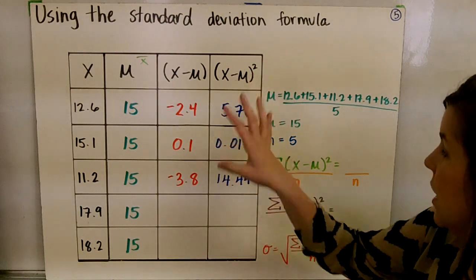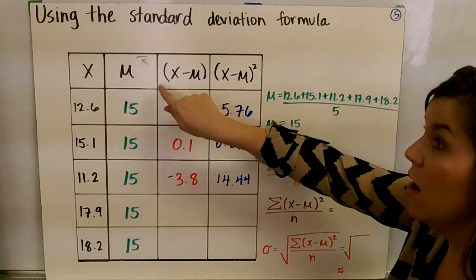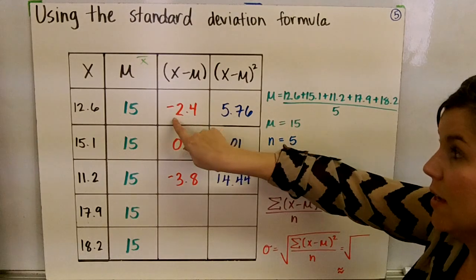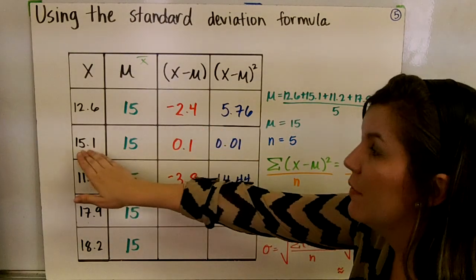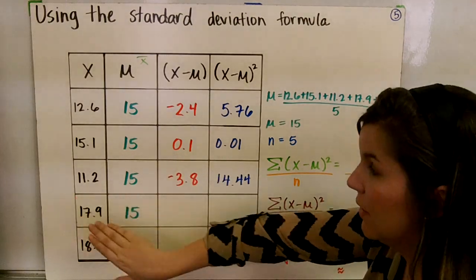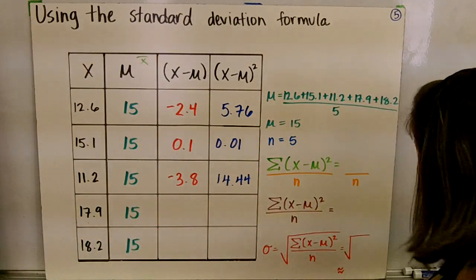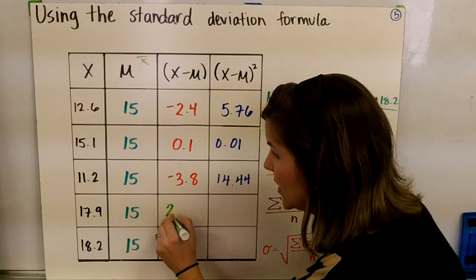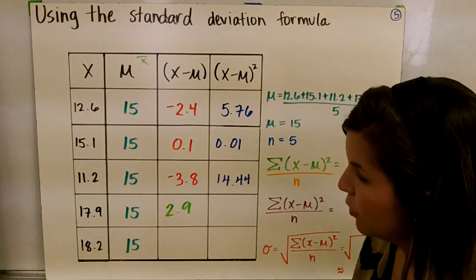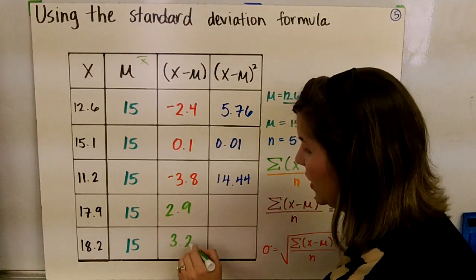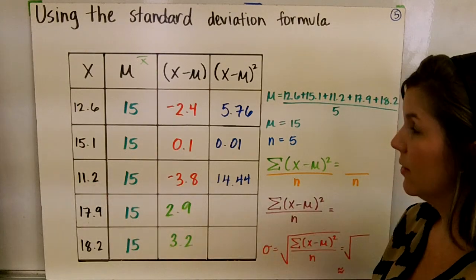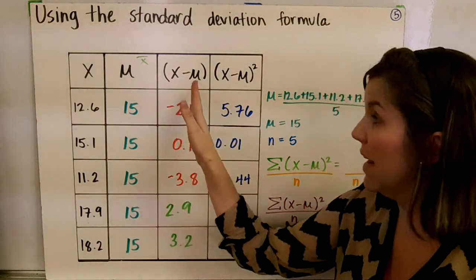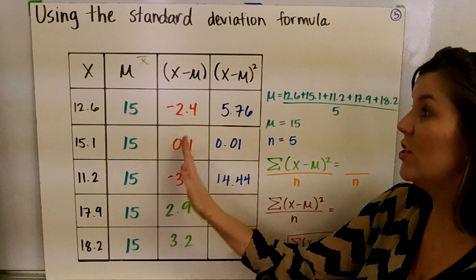So I've broken this down into a smaller process. We're going to say our data value, 12.6, minus the mean. So 12.6 minus 15 gives me negative 2.4. 15.1 minus 15 is 0.1. 11.2 minus 15 is negative 3.8. 17.9 minus 15 is 2.9. And 18.2 minus 15 is 3.2. So I'm just subtracting. Now I'm going to take the values in this column and I'm going to square them. So these were my deviations from the mean, and I'm going to square those deviations.